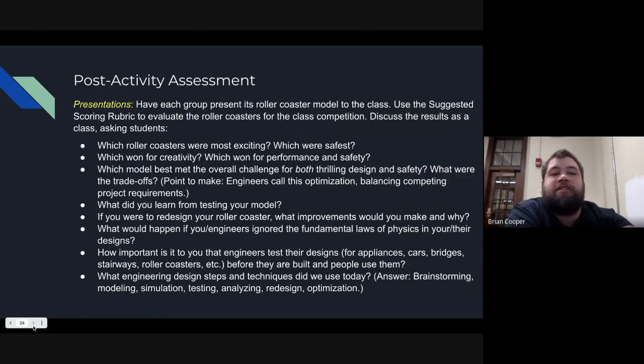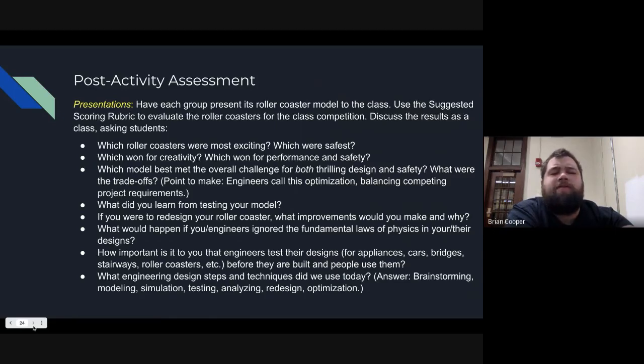You want to ask your students, which roller coasters were the most exciting? Which were the safest? Which one for creativity? Which one for performance and safety? Which model best met the overall challenge for both thrilling design and safety? What were the trade-offs? So a point you can make is that engineers call this optimization, balancing competing project requirements.